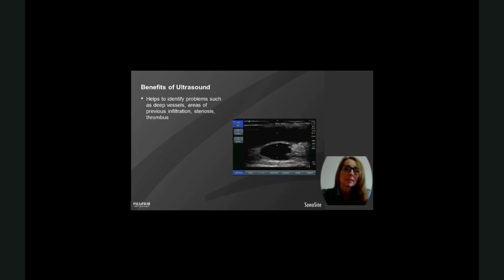Some of the other benefits: it helps us to identify problems that we maybe wouldn't be able to recognise by just feeling or looking at the surface. Like I'd already said, deep vessels or areas of previous infiltration, stenoses, thrombus in the vein, all those sorts of things. Valves, it's not always easy to tell that there's a valve there and it will feel fine, or a branch in a deeper vessel. You may not realise it's branching off and you then thread incorrectly.